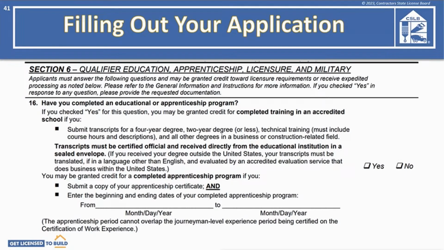CSLB may grant you up to 3 years of credit based on your education. This credit is not on a year-to-year basis, meaning if you have a 2-year college degree, you won't necessarily be granted 2 years of credit toward the experience requirement.